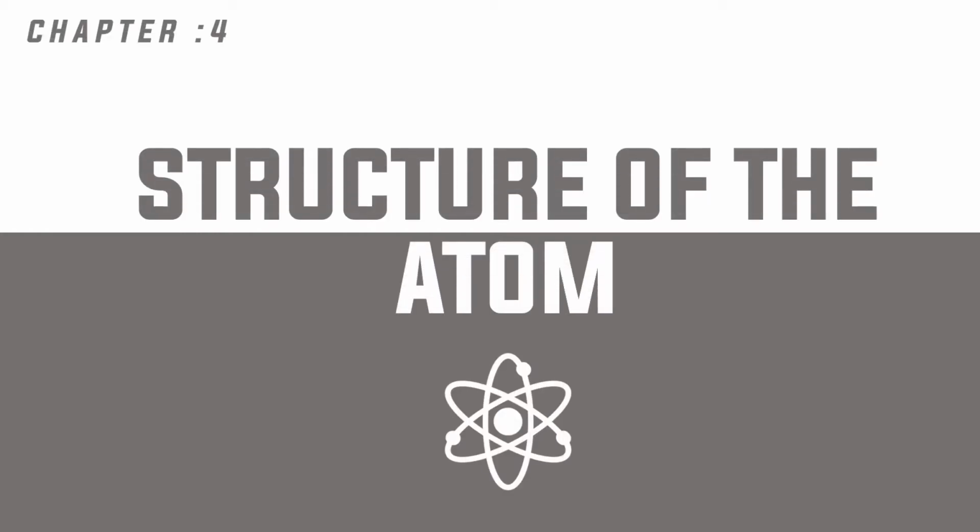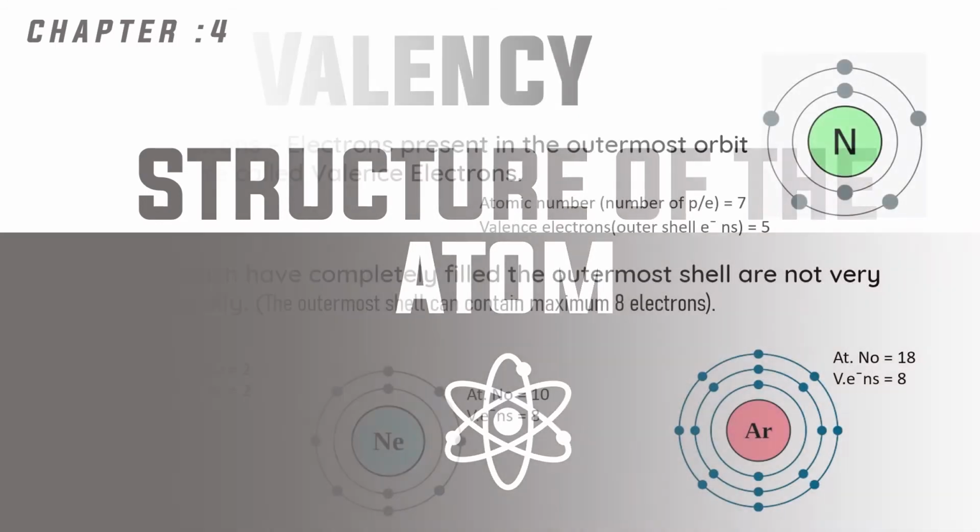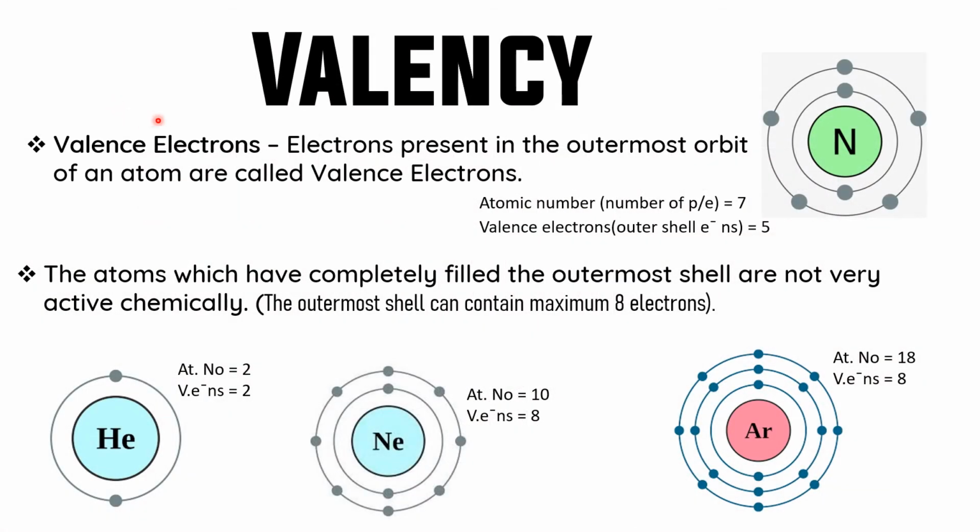Chapter 4, Structure of the Atom. So in the last class we studied Bohr's model of an atom and how electrons are distributed in different orbits. Today we will study some more electronic configuration or electronic distribution in various shells or orbits. First, valency.